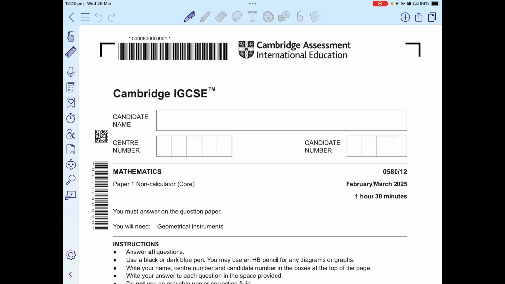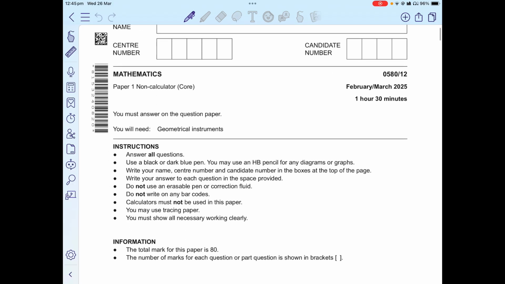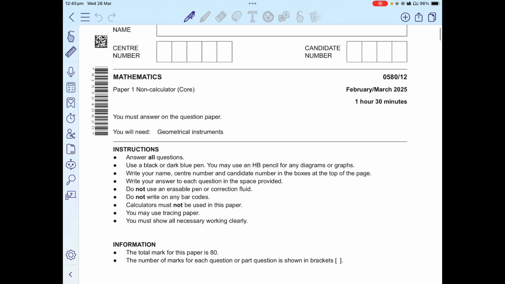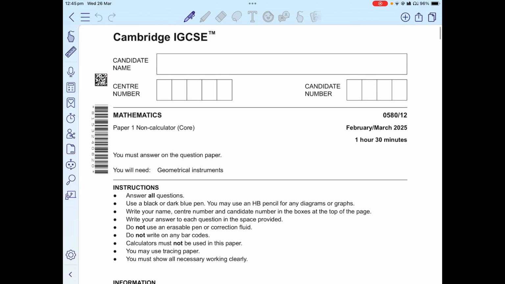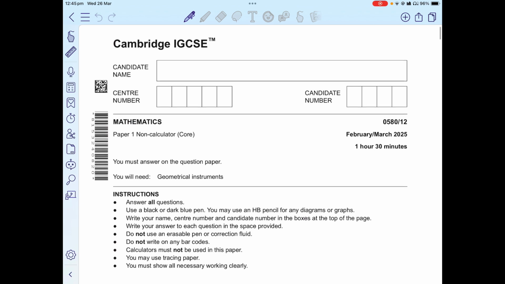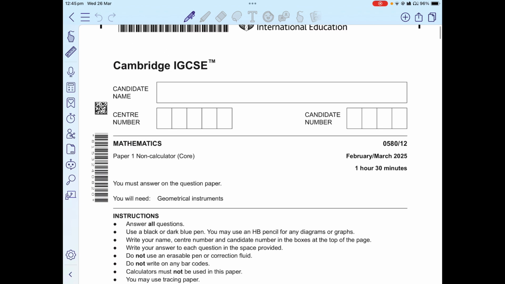Today we'll be solving IGCSE Mathematics 0580, Paper 1, Variant 2 from Feb-March 2025. This is a non-calculator paper and this is a core paper. It is of 1 hour 30 minutes and the total number of marks in this paper is 18. And this is the first paper 1 of the new syllabus. So if you're appearing for paper 1 in the May June 25 series, this paper is very important for you.